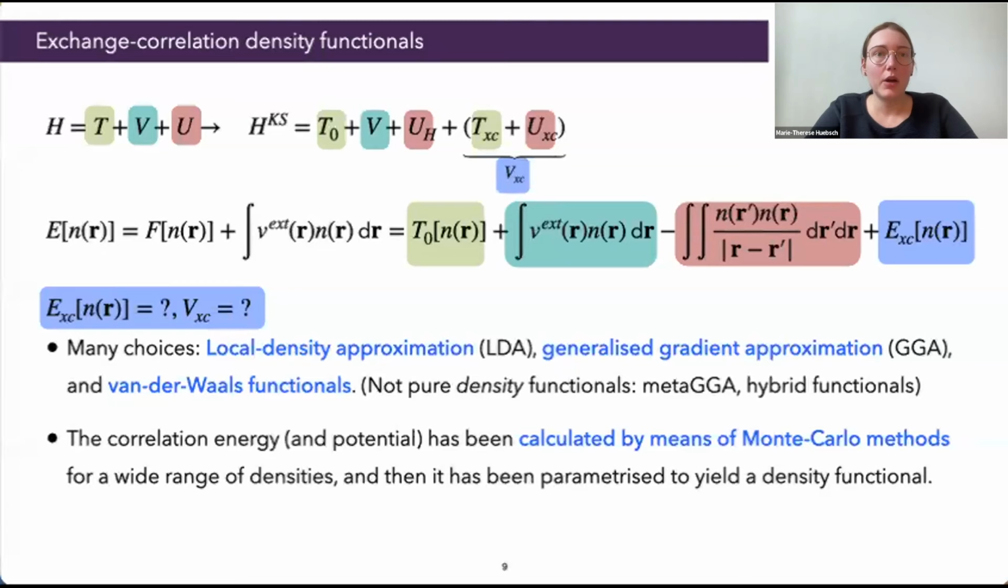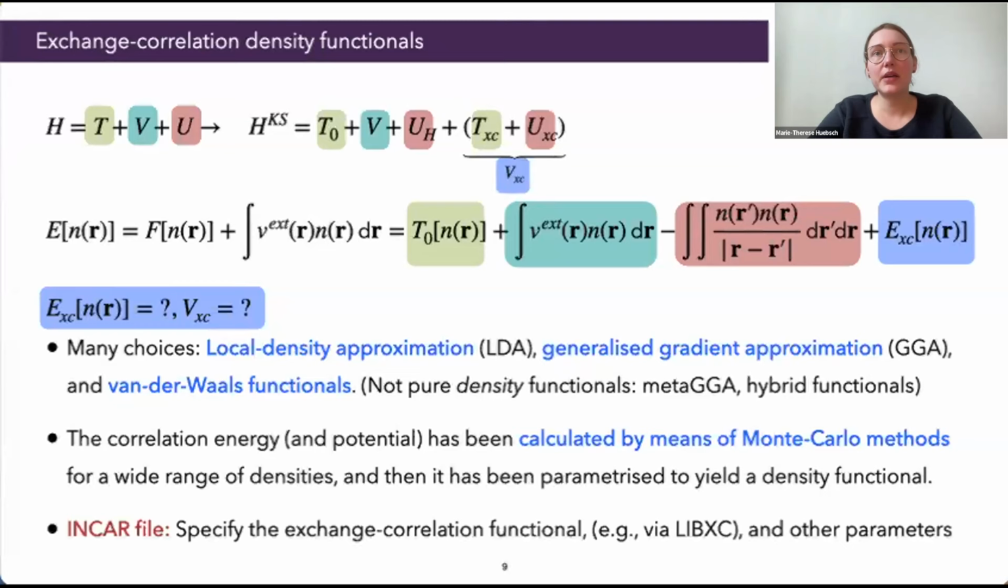These functionals are modeled on the uniform electron gas. That means the correlation energy and potential have been calculated by means of Monte Carlo simulations. And these simulations were done for a wide range of densities. Afterwards, the energy and the potential are parameterized to yield the density functional.